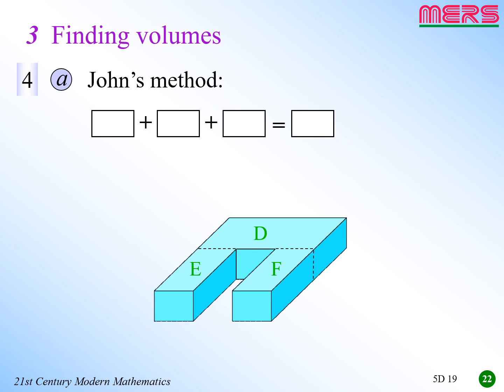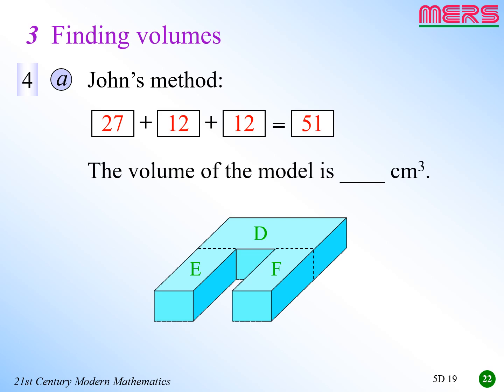Adding the three cuboids D, E, F together, the volume of the model is 27 plus 12 plus 12, which is equal to 51 cubic centimeters. And the volume of the model is 51 cubic centimeters.